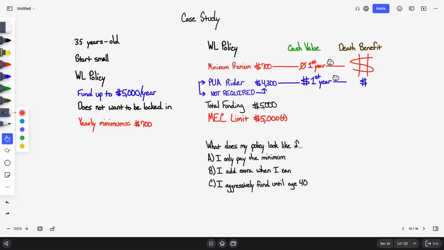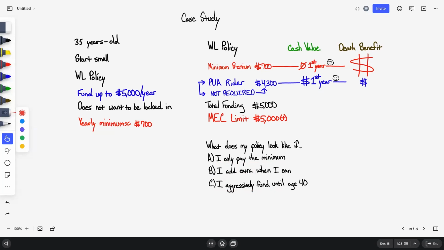So here are the three options we'll look at. A, what does the policy look like if I only pay the minimum premium? B, what does it look like if I add extra money when I can? Extra money would be through that paid up additions rider, that PUA rider. And then C, what if I aggressively fund the policy? And what if I stop at age 40?